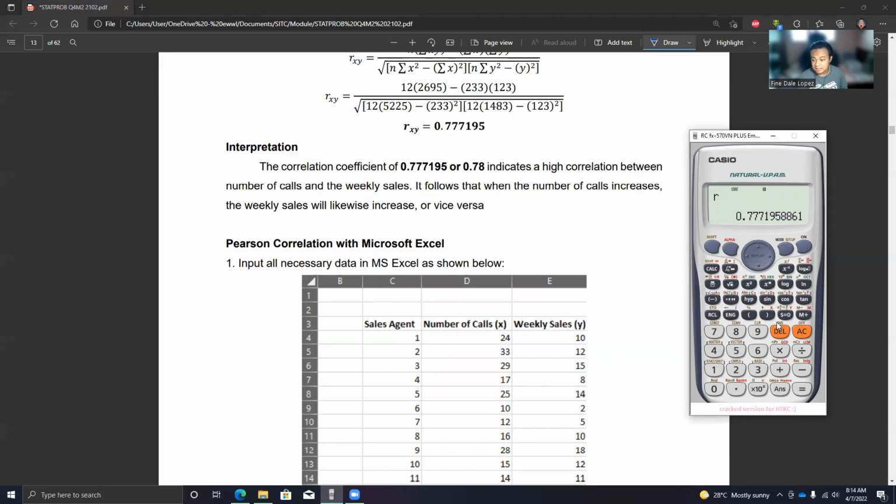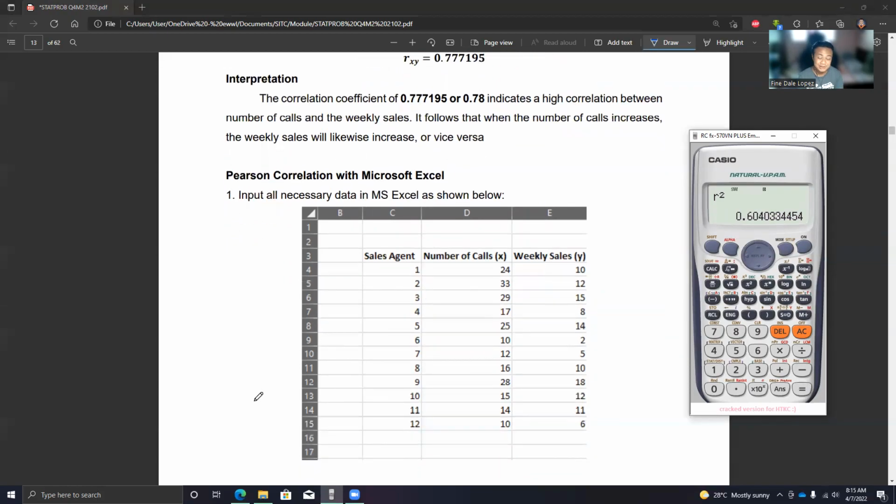But for us, this is not enough. We get the R squared. Actually, R squared ang ginakuha. R squared ang ginapangita actually. But for you, now, R lang enough na.